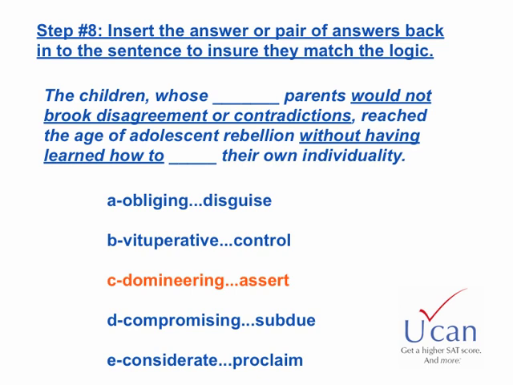And here we go. The children whose domineering parents will not brook disagreement or contradictions reach the age of adolescent rebellion without having learned how to assert their own individuality. Okay, so sounds good, makes logical sense, totally matches the words we came up with earlier. So we're ready to move on to the next problem.